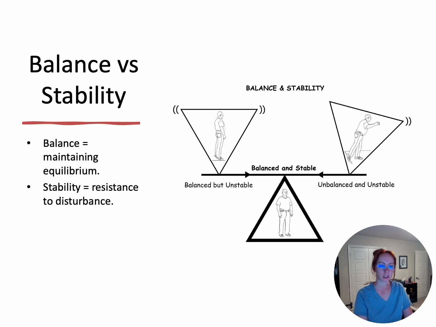Now we're going to transition into balance and stability. Balance is maintaining equilibrium, while stability is being able to resist disturbance to maintain the equilibrium. For example, you can have someone who is balanced, able to maintain equilibrium at status quo, but they can be unstable. If they lose their footing, or if someone brushes up against them, they may be unable to resist that disturbance, and so they are unstable.